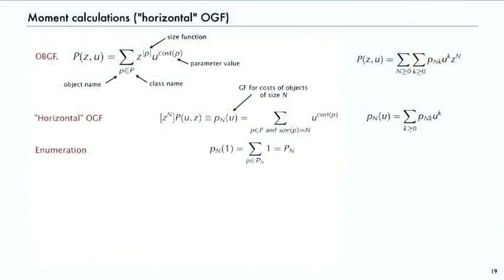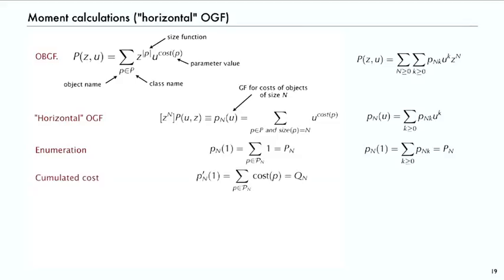So the first enumeration, if you evaluate that at u equals 1, you get the number of objects of size n. So that's just evaluated at u equals 1. It's summing for all values of k, the number of objects of size n that cost k, that's equal to the number of objects of size n. So this p n of u is a useful thing for both enumeration and for accumulated costs.